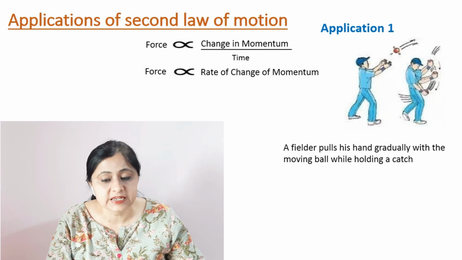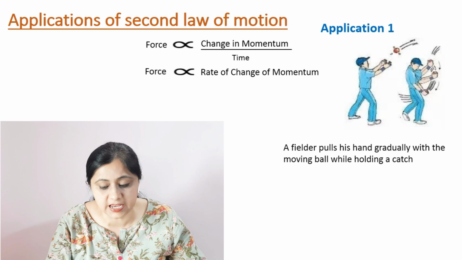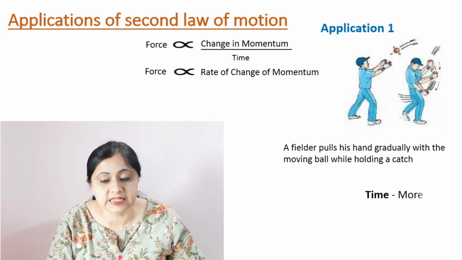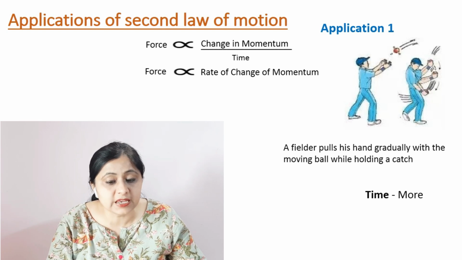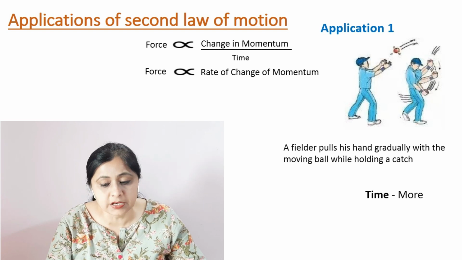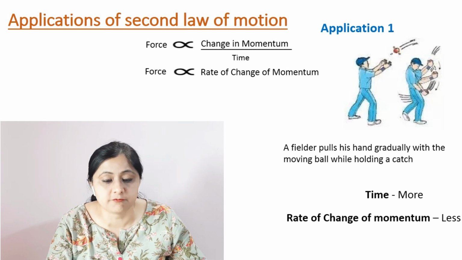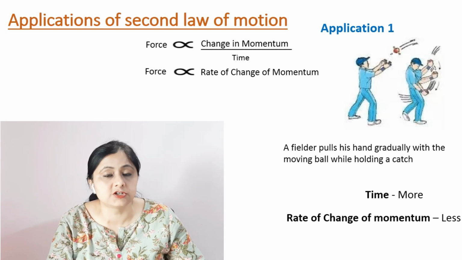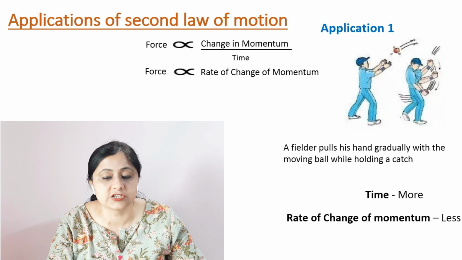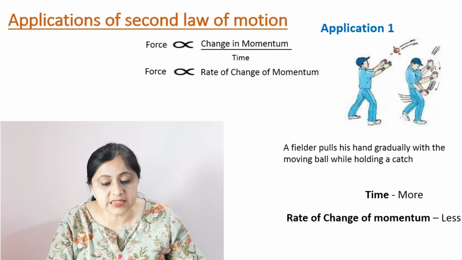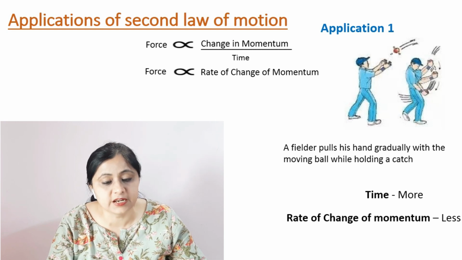In this second case, what is happening here? He is increasing the time. So, first thing is, here in the second figure, the time will be more. And I told you in this also, if the denominator is more, this whole value will become less. So here the time will be more, so rate of change of momentum will be less. Don't write change of momentum, because in the first case change of momentum is the same and in the second case change of momentum is the same, but rate of change of momentum will be different. So, in the second case, rate of change of momentum will be less.